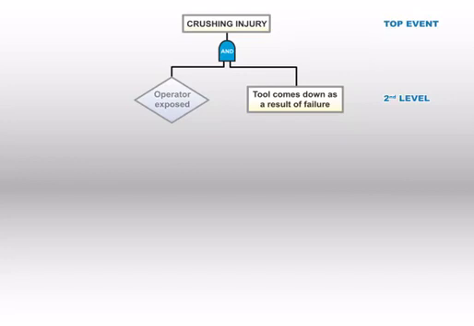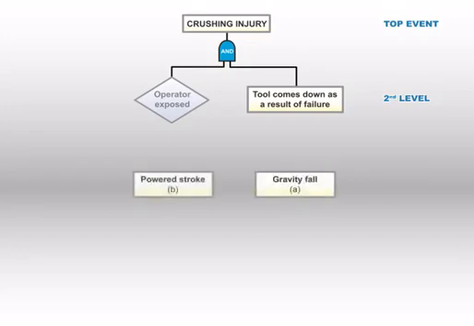We're going to focus on the reasons why the tool comes down as a result of failure. We know that there are two reasons why the tool might fall, either because of a fall due to A, gravity, or because of B, an unplanned powered stroke. These are recorded in the fault tree at the next level, third level, joined to the second level event by an OR gate.